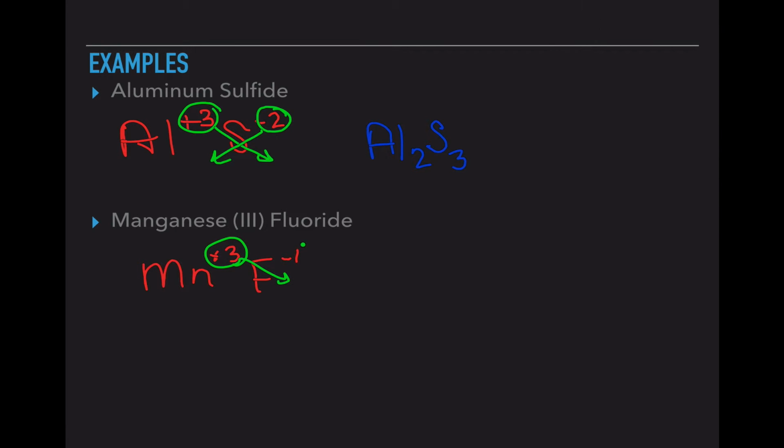Fluorine has an oxidation number of -1. Circle, cross, and then rewrite Mn. You can place a 1 down here, I do not require it. F3. And that is our final for manganese 3 fluoride.